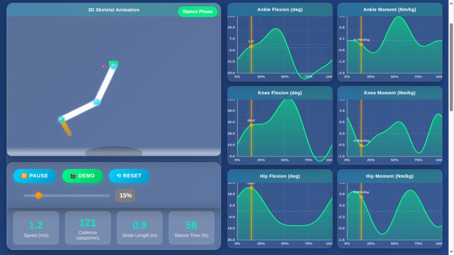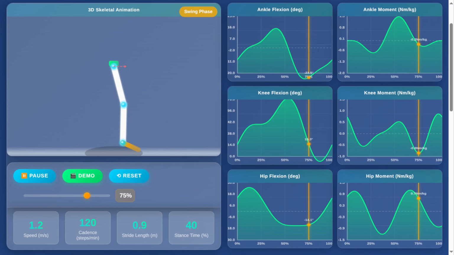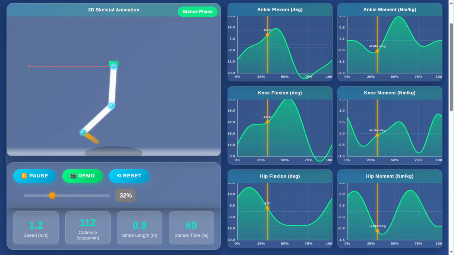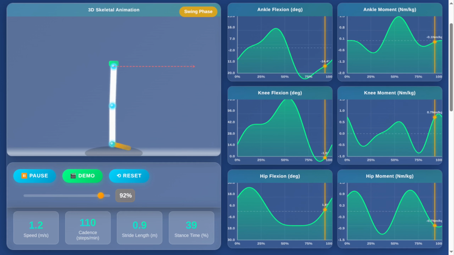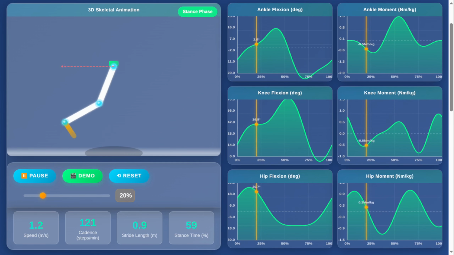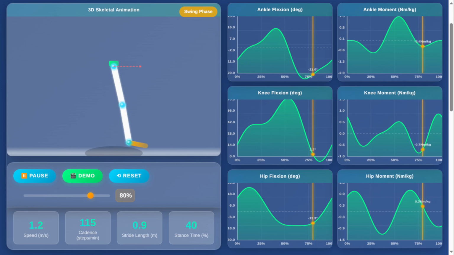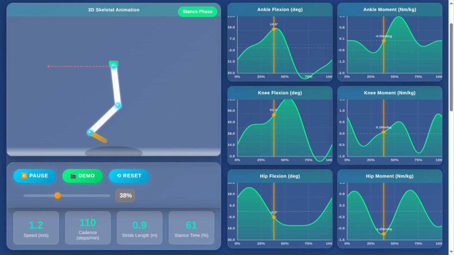By analyzing the data, the therapist could pinpoint specific phases of the gait cycle where abnormalities occur. They could then develop targeted interventions, such as strengthening exercises for weak muscles, stretching for tight muscles, or movement re-education to correct dysfunctional patterns. The visual animation would also be a great tool to show the patient their specific issues and help them understand the goals of their therapy.